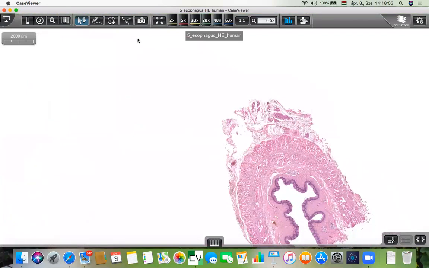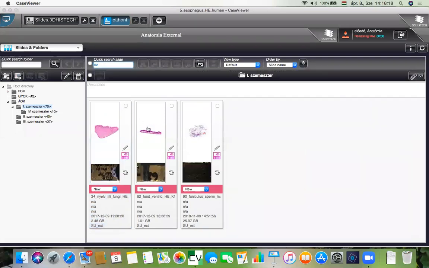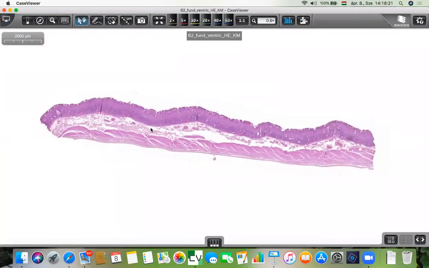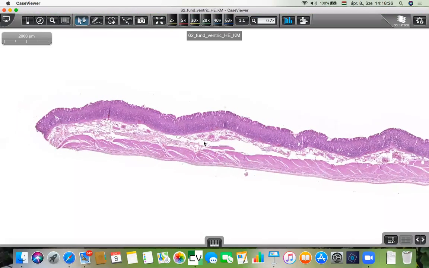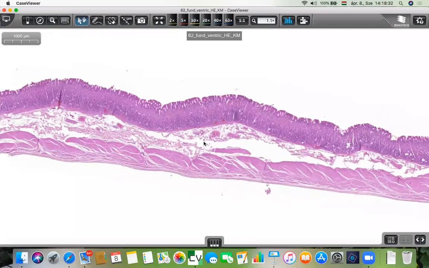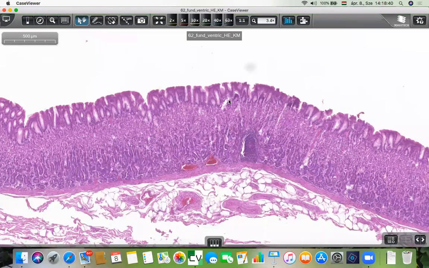Let's see the stomach. That's number 62. This is number 62. At the inner surface of the stomach, there are numerous gastric glands lined by gastric mucosa.